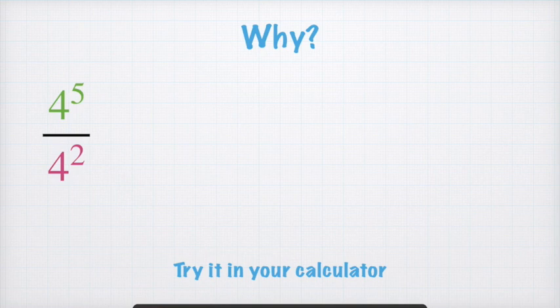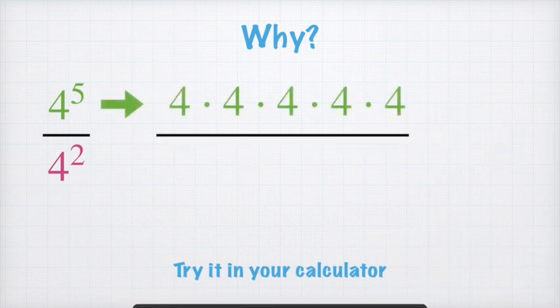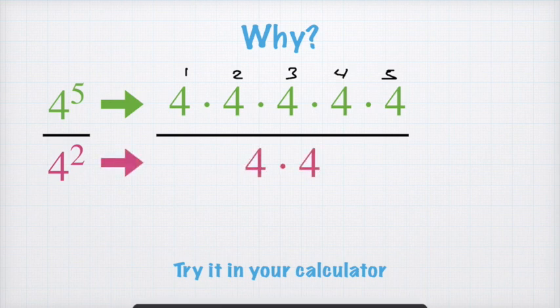So we have 4 to the 5th over 2 to the 5th, so if you plug it in, you would just say 4 to the 5th and then divide it by 4 to the 2nd. Now what does this mean? Well, it means that we have 5 4s, so we have 1, 2, 3, 4, 5 4s on the top, and we have 2 4s on the bottom.